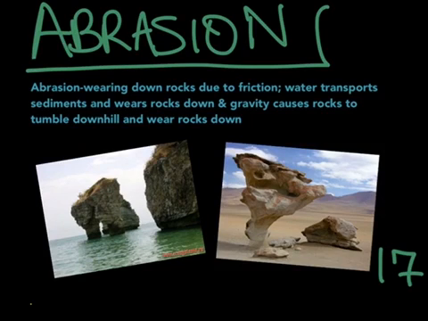Okay, I'll read through this definition for you of abrasion. Abrasion is the wearing down of rocks due to friction. Water is an example. Water transports sediments and wears rocks down, and then gravity causes those rocks to tumble downhill and wears rocks down. Another one besides water is wind. All right, so you get wind that flies past a rock, and then it carves these beautiful structures like you see here, out of the existing rock that was there.